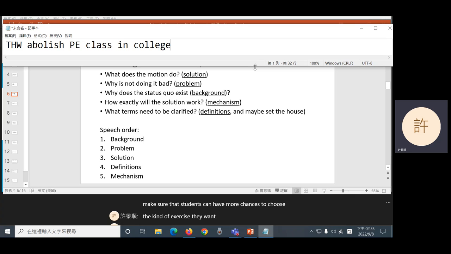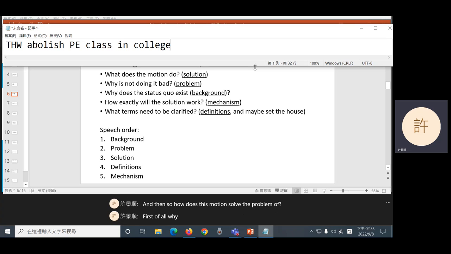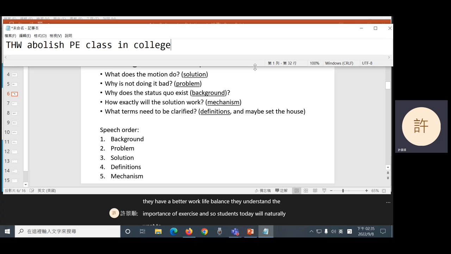So how does this motion solve the problem? First of all, why are students limited by PE class? Well, because today students are much more well-rounded. They have a better work-life balance. They understand the importance of exercise. And so students today will naturally want to exercise on their own.